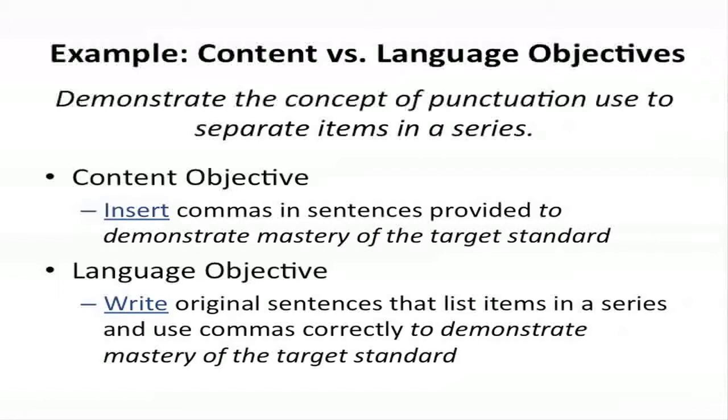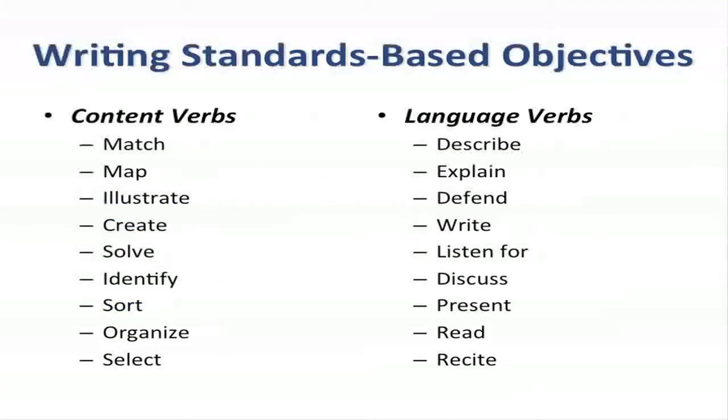ELLs can think critically to successfully master this objective far before their second language proficiency would enable them to write original sentences to demonstrate the same knowledge. Nevertheless, you will come away with a firm understanding of whether the student understands the concept and thus meets the standard. By contrast, objectives that require language mastery use verbs like describe, defend, explain, write, listen for, discuss, read, and recite.